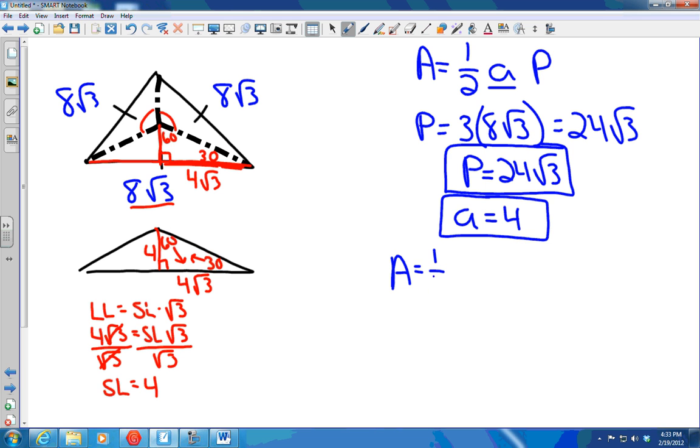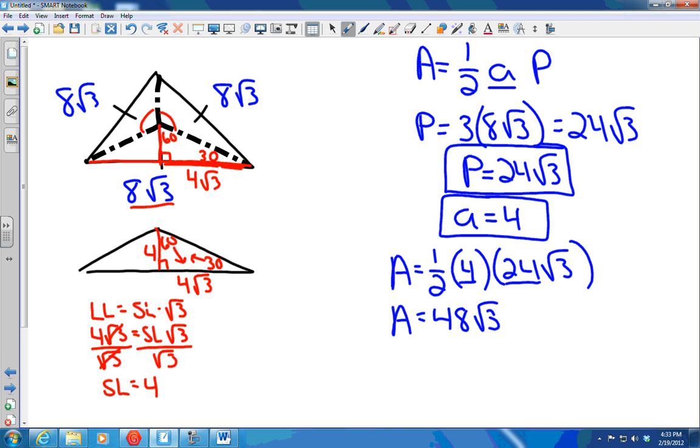Area equals 1/2 apothem, 4, times perimeter, 24 times the square root of 3. 1 half of 4 is 2. And 2 times 24 is 48. And so my area is 48 times the square root of 3. We'll say units squared, some kind of units. Inches, feet, yards. We didn't put any units on this one. Okay, that's finding the area of a regular triangle.